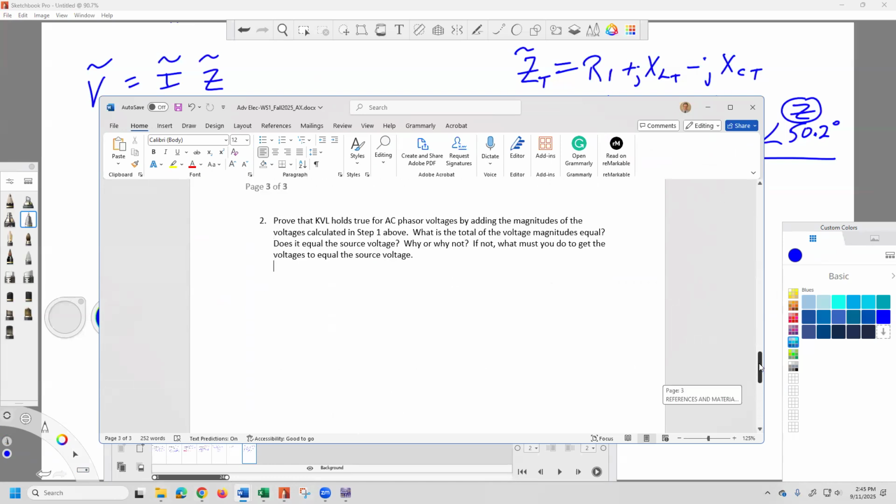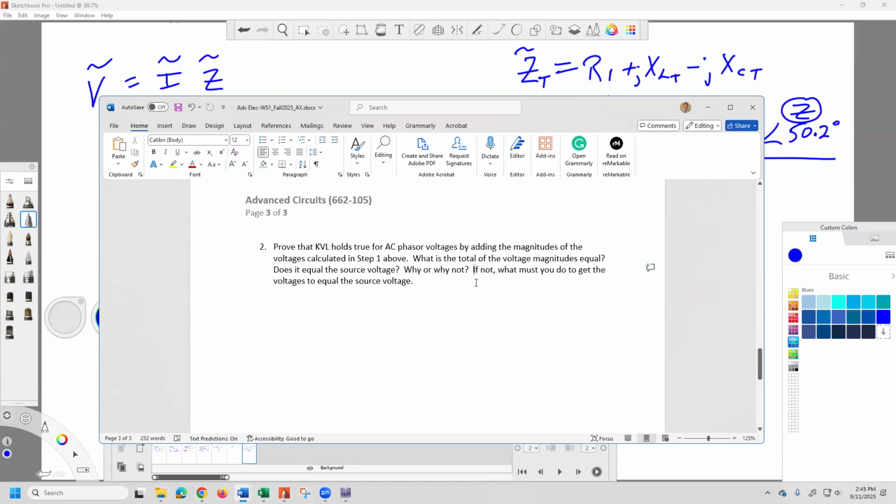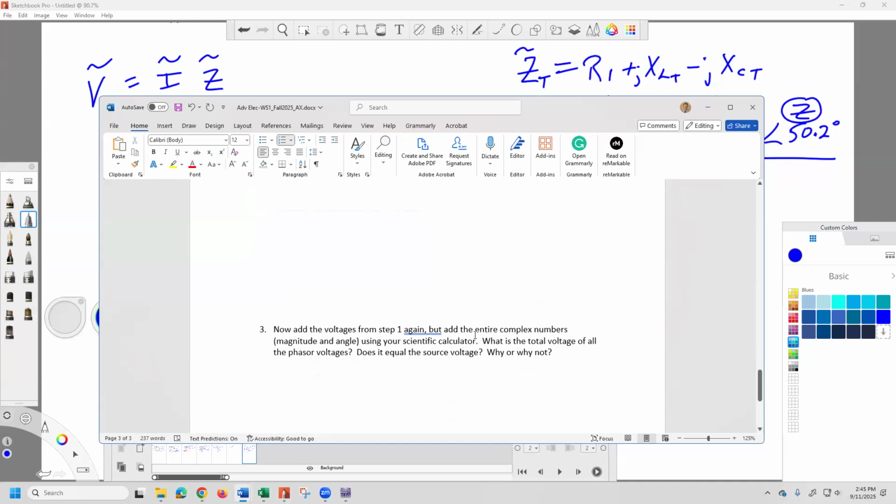I didn't see number 3. Sorry, I forgot number 3. So we just did that. Now add the voltages from step 1 again, but add the entire complex numbers. Oh, so that's what we just did.